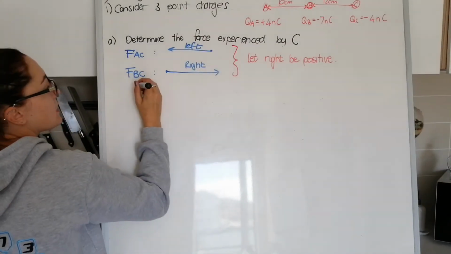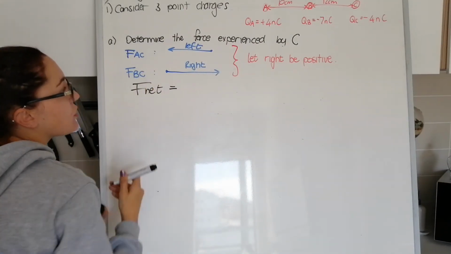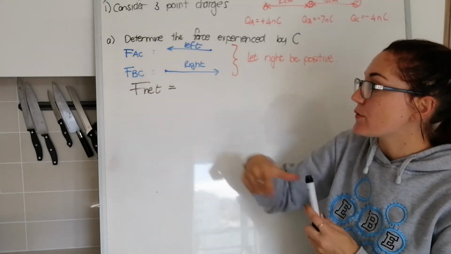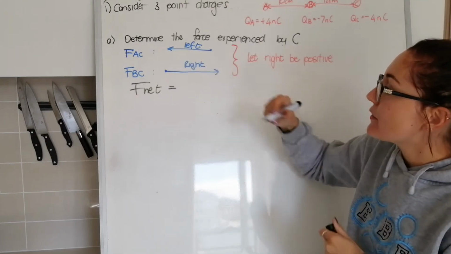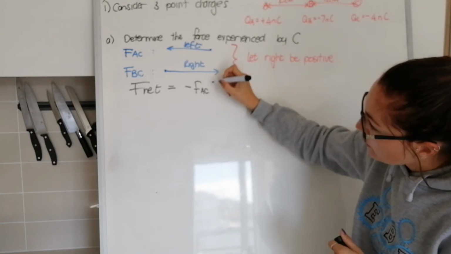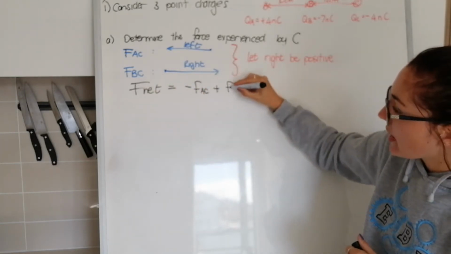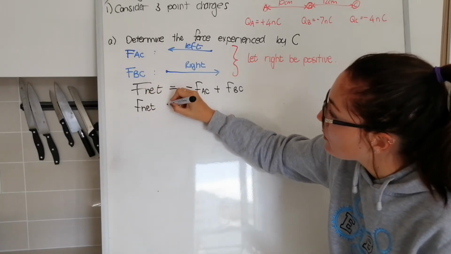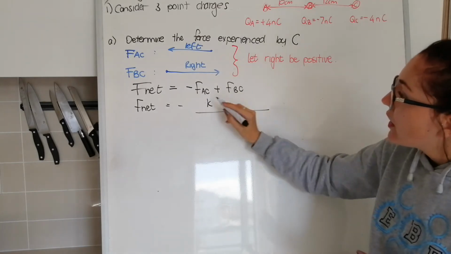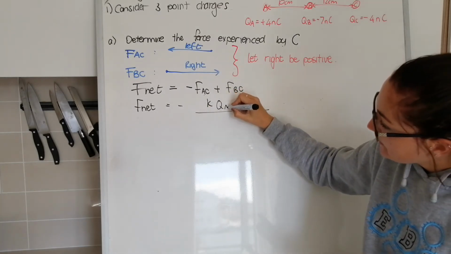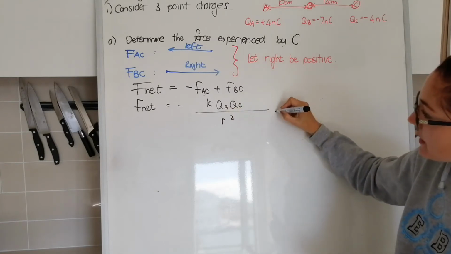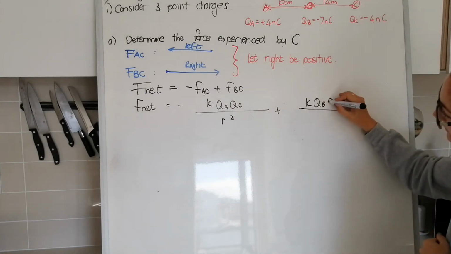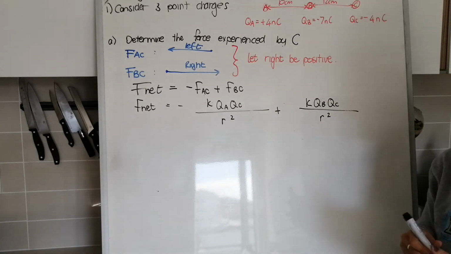So the net force experienced on C is equal to the vector sum of all the forces C is experiencing, which is the force from A and the force from B. The force from A is negative because it's to the left, and the force from B is positive because it's to the right. Okay, and now we expand those and substitute. So F net equals negative K QA and QC over R squared plus K QB and QC. Okay, and now we can substitute in and solve.